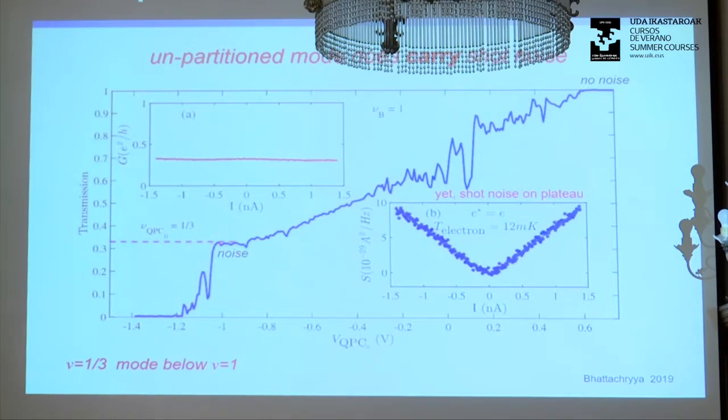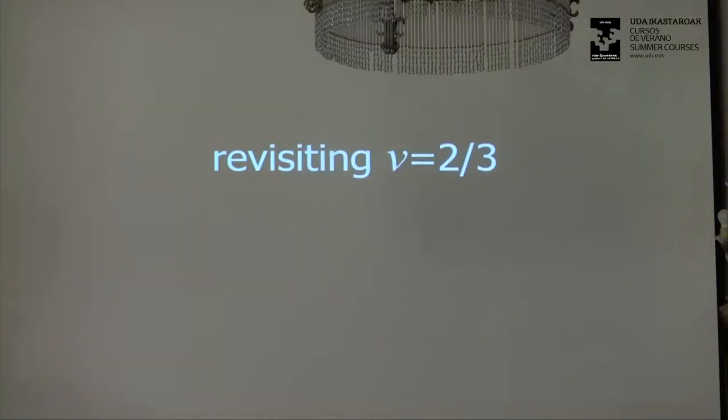And then on the plateau, as I showed you before, what does it mean? It means that the 1/3 edge goes through, and the remaining 2/3 is reflected. So there is no partitioning, right? You have a full edge going through. Yet, if you measure on this plateau, you see noise. And that's very surprising, to have a plateau with noise on the plateau. Okay. Where does the noise come from if there is no partitioning? So this was a point that I'm going to elaborate now.